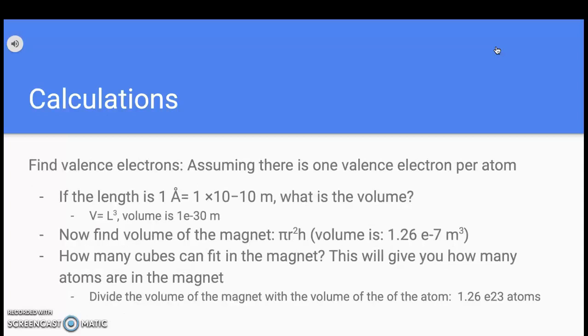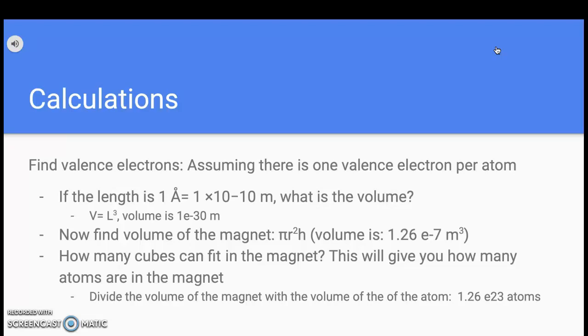Okay, so we're going to find the valence electrons now, assuming there's only one valence electron per atom. The length of an atom is this number right here, 1 times 10 to the negative 10 meters. To find the volume, you're going to do this number cubed. So the volume of an atom is 1 times 10 to the negative 30 meters cubed. Now you're going to find the volume of the magnet using pi r squared times height. We found it to be 1.26 times 10 to the negative 7 meters cubed.